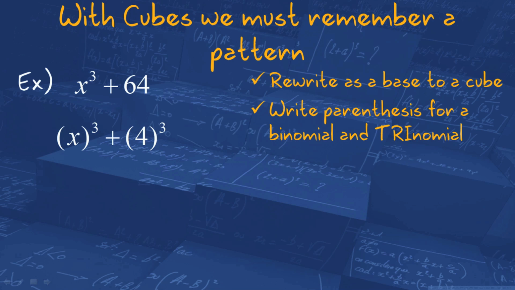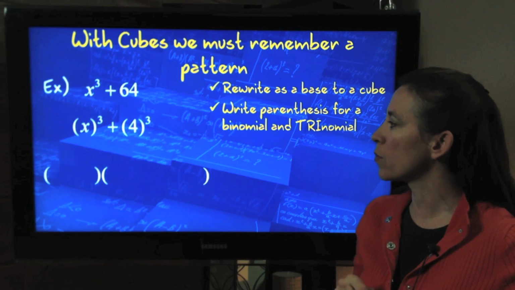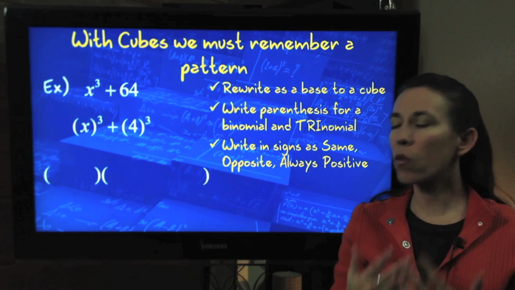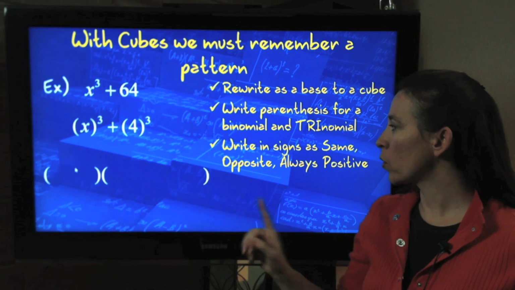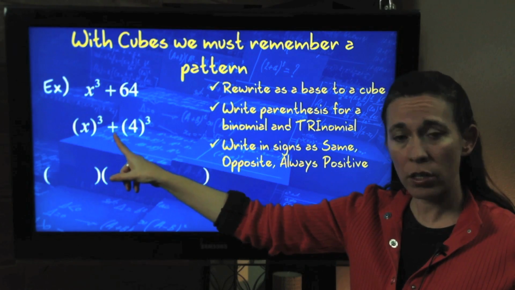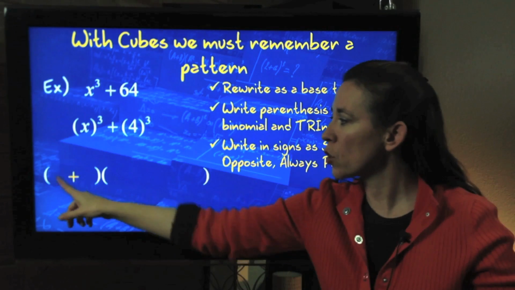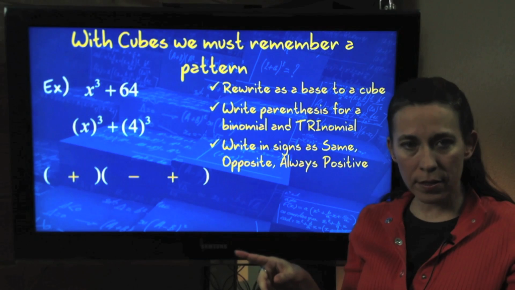Then we're going to write parentheses for both a binomial and a trinomial. So think, when you're doing cubes, it's a power of 3. So in this case, one of your factors is going to be a trinomial with 3 terms. Now we're going to write in the signs, and I know this seems counterintuitive, but again, just follow the pattern. We're going to write in the signs that separate the terms in the binomial and the trinomial using the same, opposite, and always positive. Well, we started with an addition, so we're going to bring down a plus sign, that's the same as what we started with, to separate the terms in the binomial. And then the opposite of that is subtraction, and then the last one is always positive.